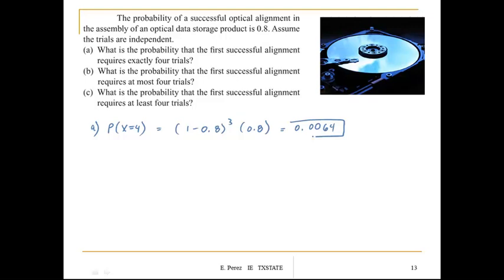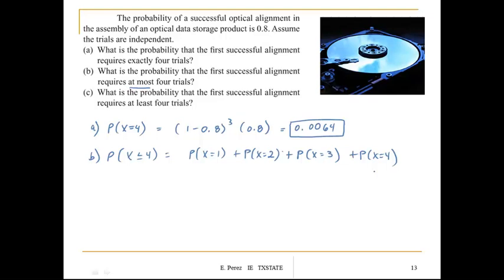What is the probability that the first successful alignment requires at most, we identify at least, this is at most, 4 trials? So when you see at most, that means you're looking at the probability of X being less than or equal to 4, which is equal to the probability of X equals 1 plus the probability of X equals 2 plus the probability of X equals 3 plus the probability of X equals 4. Okay?